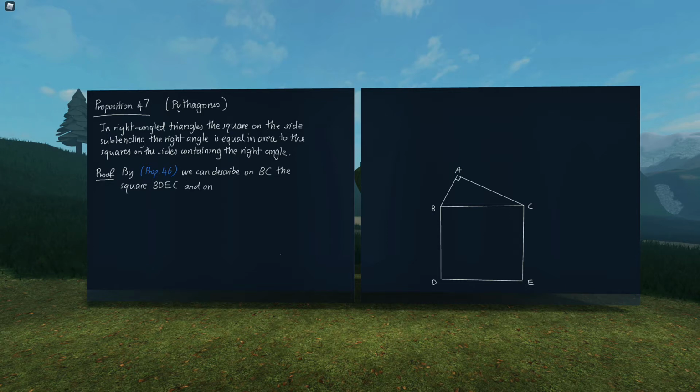And similarly, on BA, AC, the squares GB and HC. I think I'll put them all in. It'll totally fit now that you're on this board. So let's try and make them look plausibly square-like.